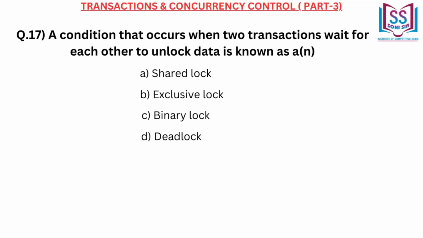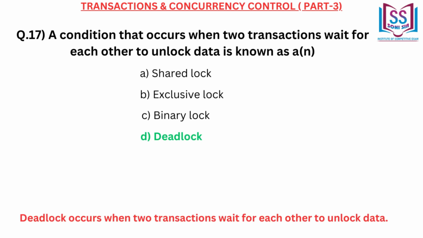A condition that occurs when two transactions wait for each other to unlock data is known as a dash. A. Shared lock, B. Exclusive lock, C. Binary lock, D. Deadlock. Correct answer D. Deadlock. Deadlock occurs when two transactions wait for each other to unlock data.